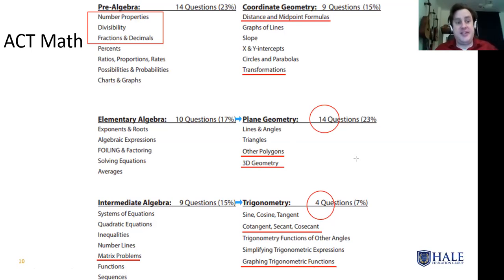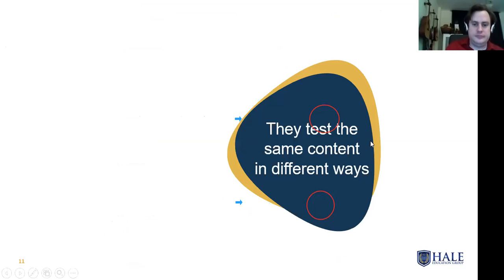These correspond to the additional topics on the previous slide, which the SAT only has 6, 10% of the SAT. But it's 30% on the ACT. Okay. So the long and short of it is, the SAT and the ACT test much of the same content, but they test it in a different way.